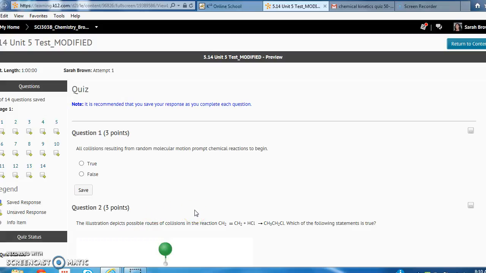Good morning and welcome to the Read Aloud for the Unit 5 test. So, question number 1. All collisions resulting from random molecular motion prompt chemical reactions to begin. True or false?